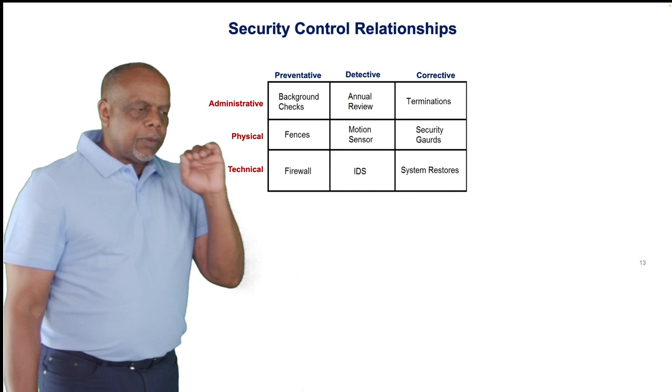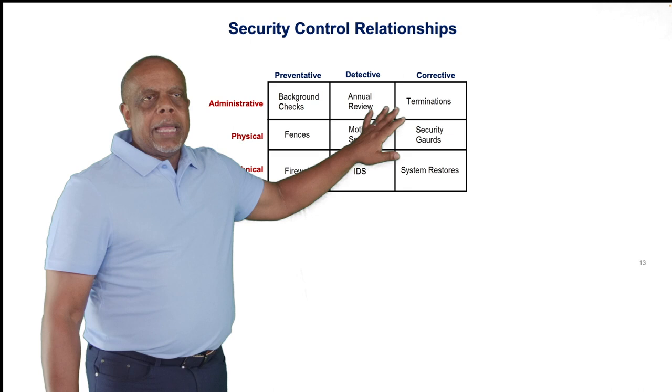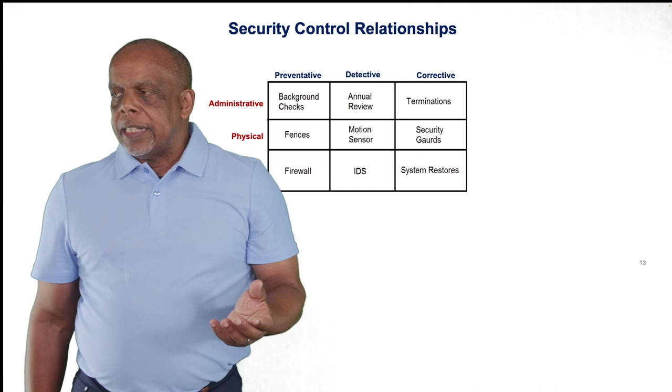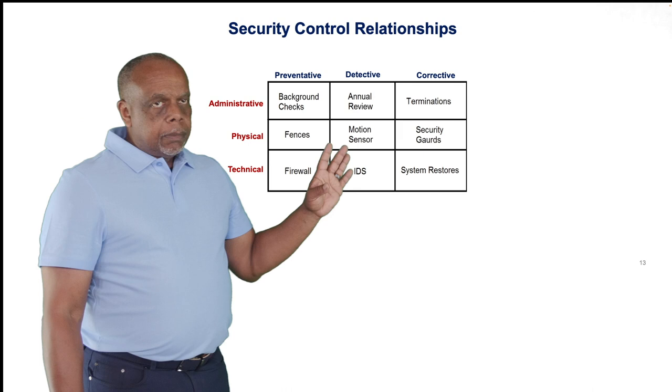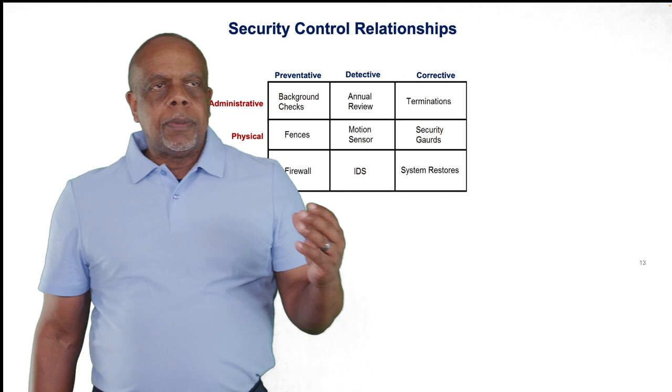The same with detective controls: annual reviews, a motion sensor. All it's going to do is detect, hey, there's something out there. My Ring camera, that's a detective control. It's detecting that there's activity. It's not going to prevent anything, and it's not going to correct anything. So corrective controls: terminations, meaning that something's happened and we're going to terminate this individual. It's an administrative control, but it's corrective in nature.